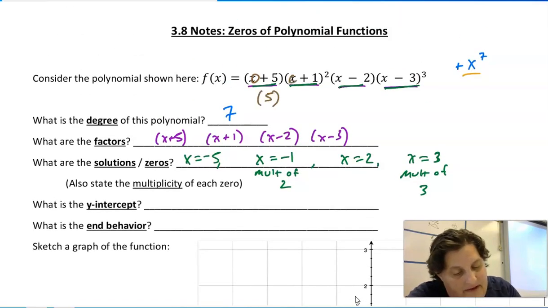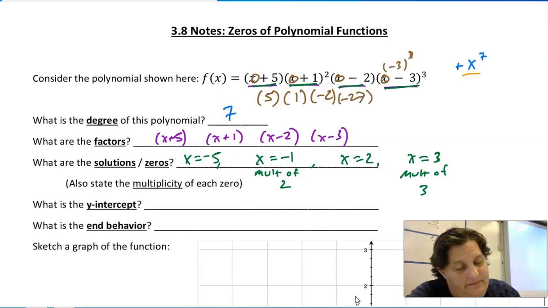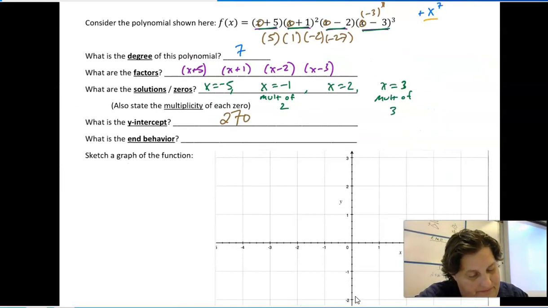If I plug in 0 right here, I get 5. Here I get 1 squared, which is 1. Here I get negative 2. And here I get negative 3 to the third, which is negative 27. So this Y-intercept is going to be awesome: 5 times 1 times negative 2 times negative 27. Cool. My Y-intercept is 270.